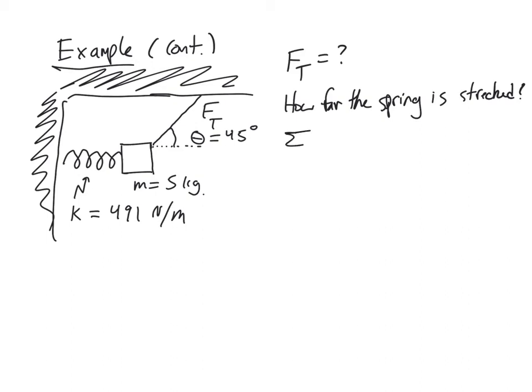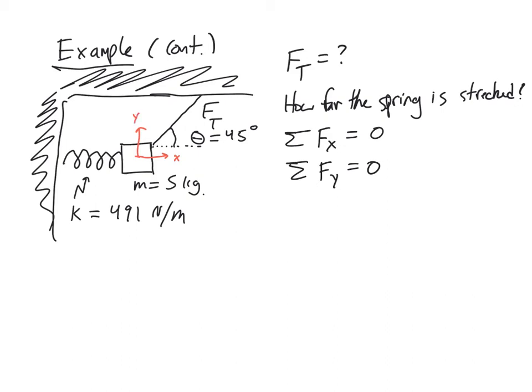So we certainly know that we're going to have the sum of forces in the x direction be 0 and the sum of the forces in the y direction be 0. That's just the condition of the block being static. And let me put the x and y directions on here explicitly.